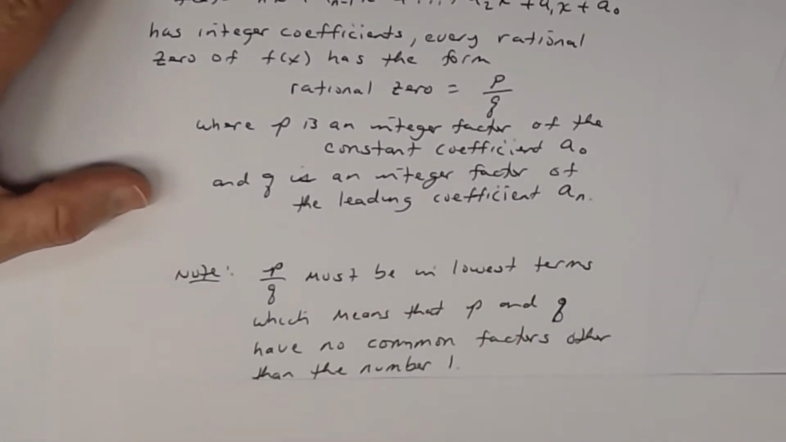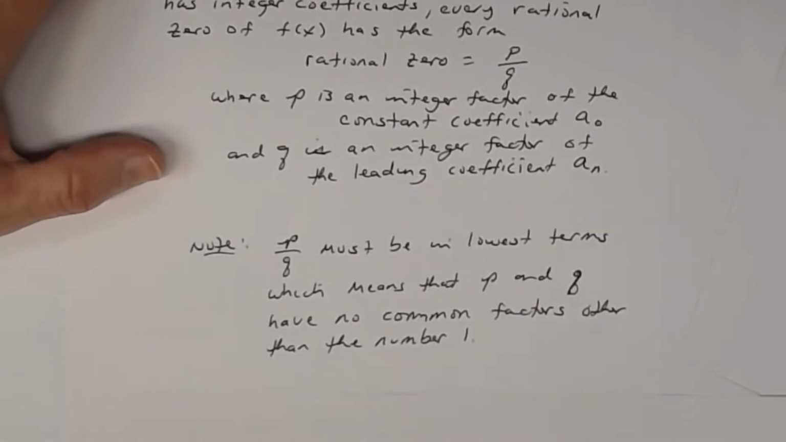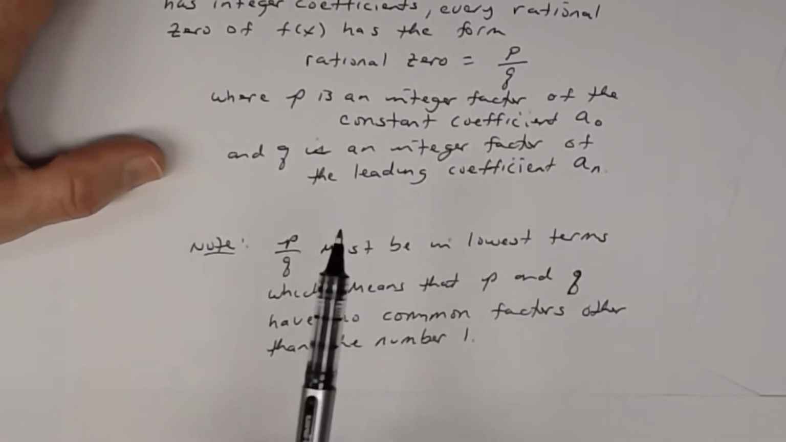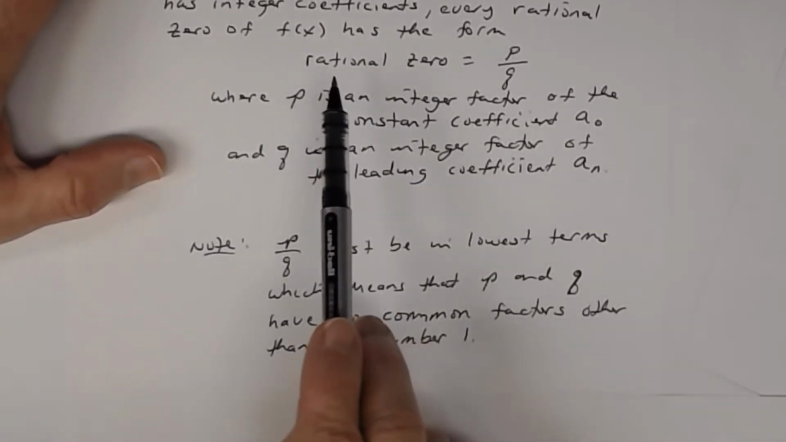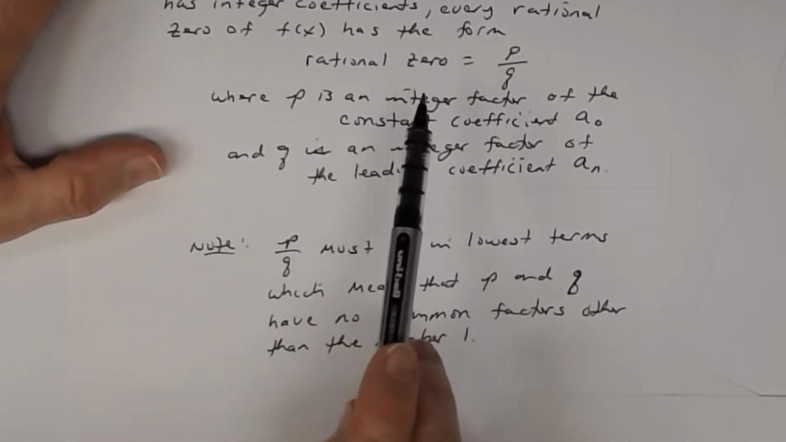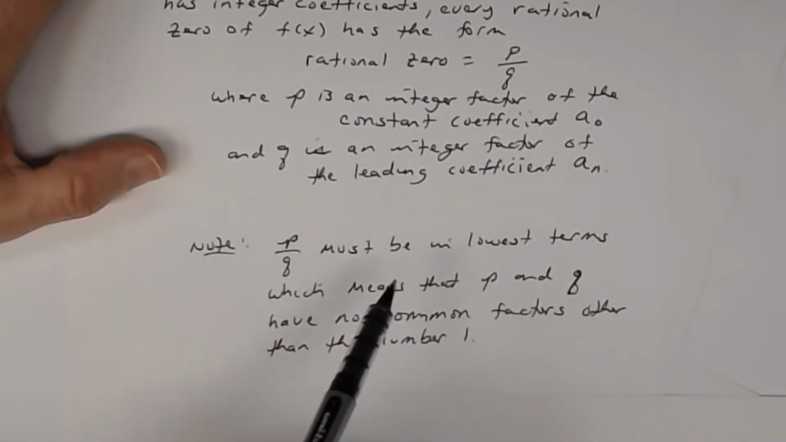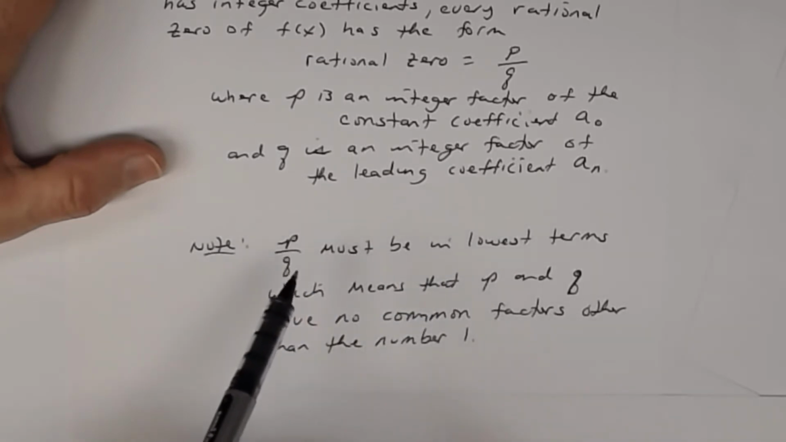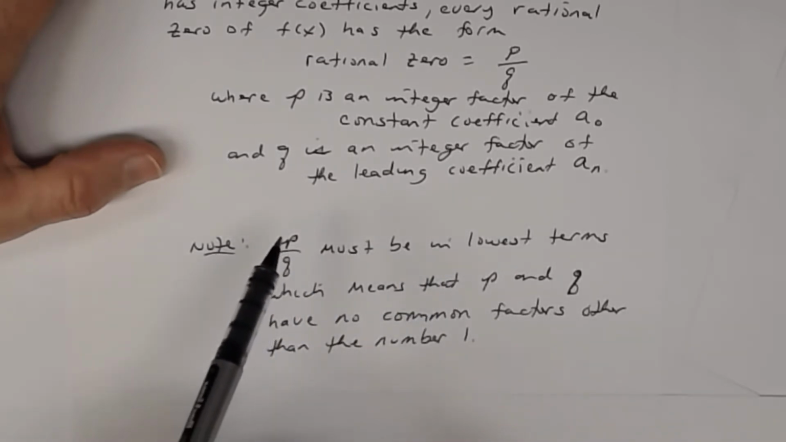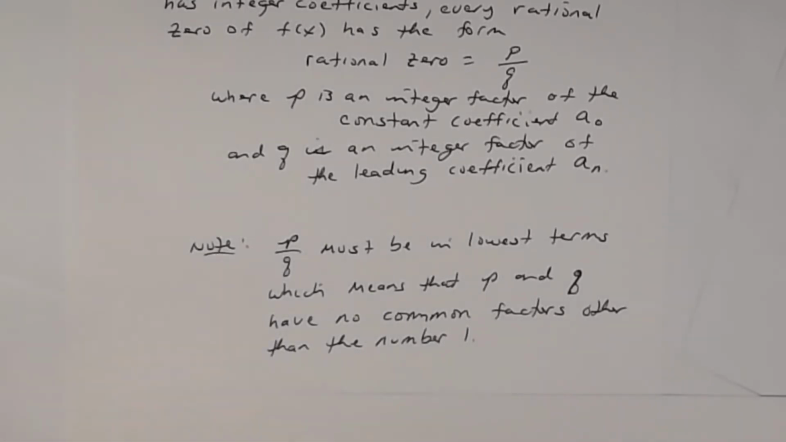Now, one other thing I need to tell you is that when you list your possible rational zeros, P divided by Q, they must be in lowest terms. Lowest terms means that the only factor that P and Q have in common is the number 1.